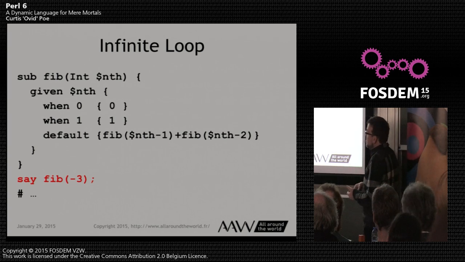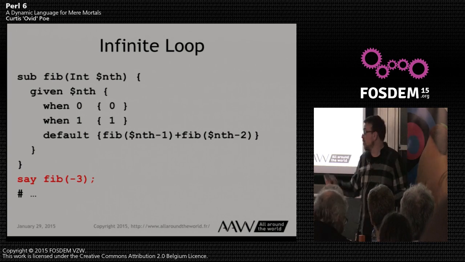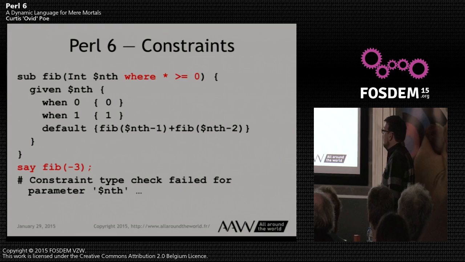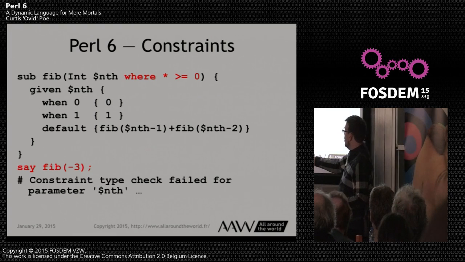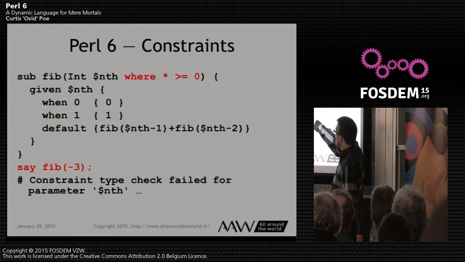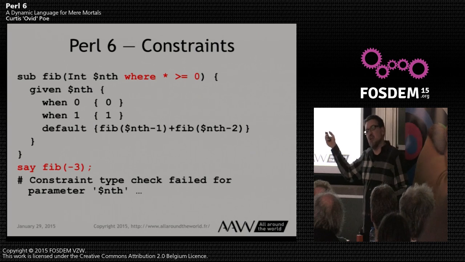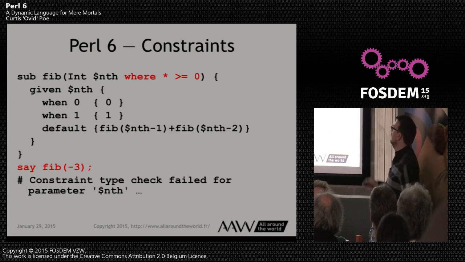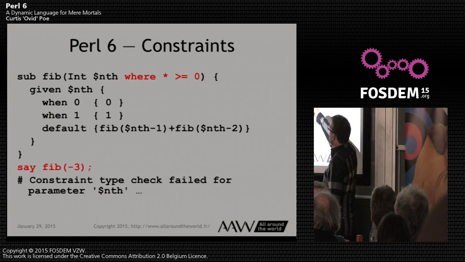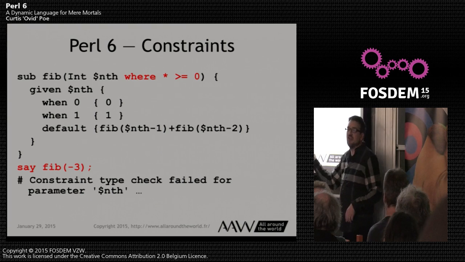But it's still not there because now we can call -3. So -3 is going to be an infinite loop because the -1 and the -2 are never going to hit our base cases. So we just get a subset. Constraint type check failed for parameter nth, fib -3. So what is this? Where star? The asterisk is an example of the Whatever class. And I like to read that generally as whatever I got. Int nth where whatever I got is greater than or equal to 0. You can't pass in a negative value because you'll get a constraint type failure.